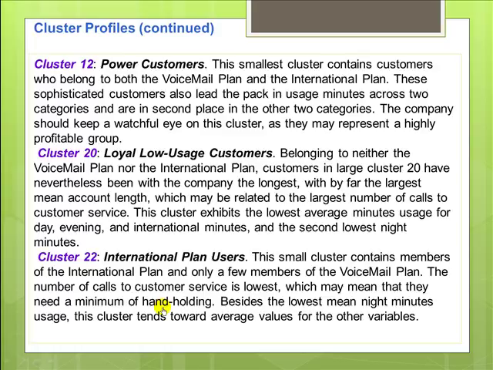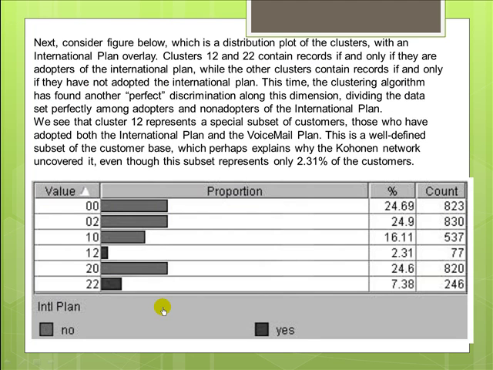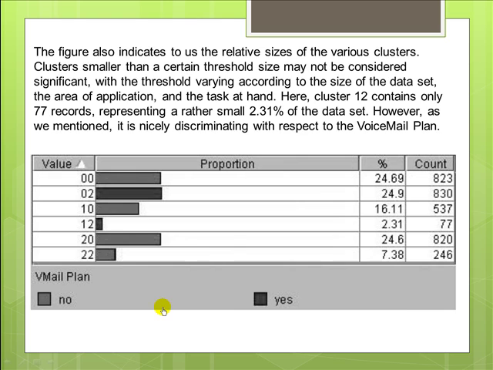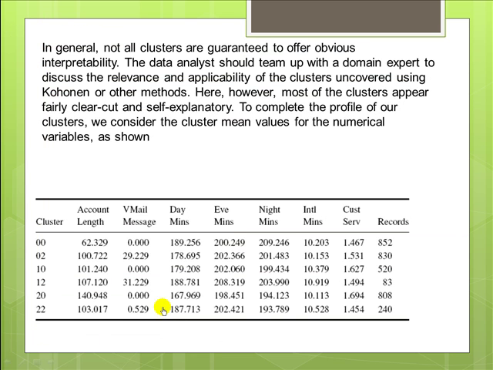And finally, cluster 2.2, the international plan users. This small cluster contains, well, if you want to go back and look at it, 2.2. So they have an international plan, they don't have a voicemail plan, and here we can say what? This is medium, this is small, voicemail messages. This is relatively long, relatively a lot. This is low, and so on and so on.